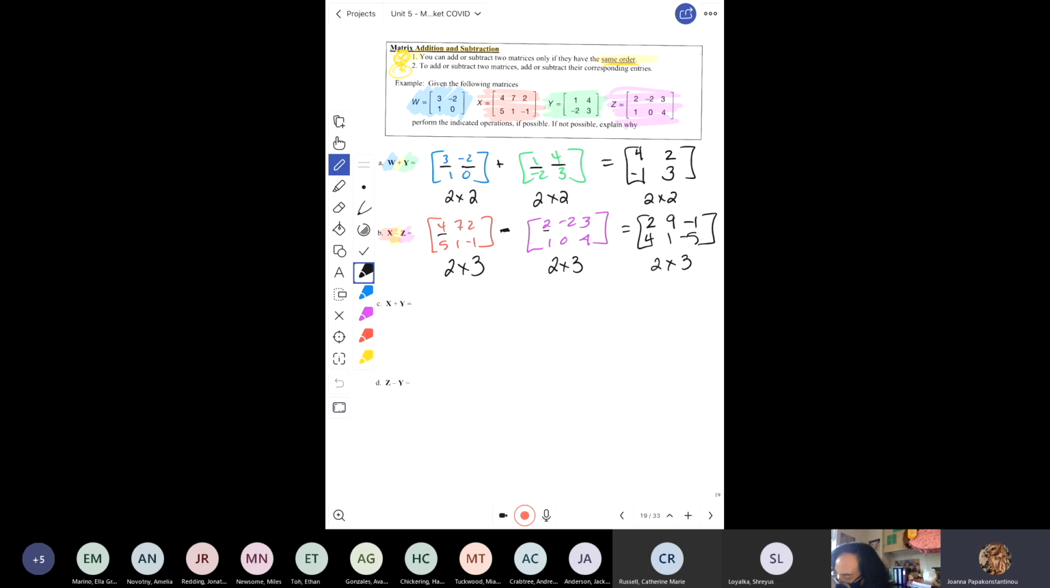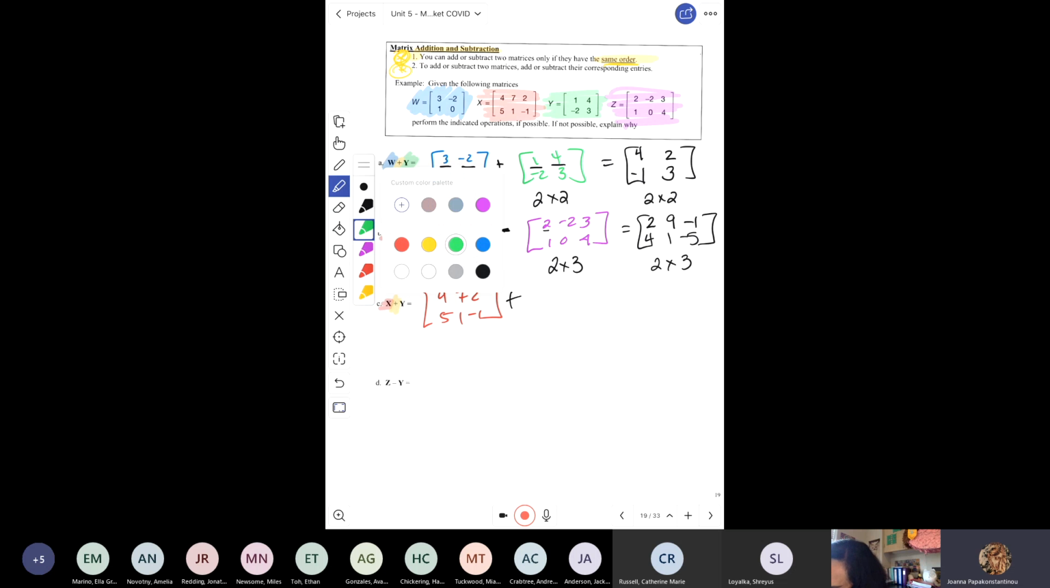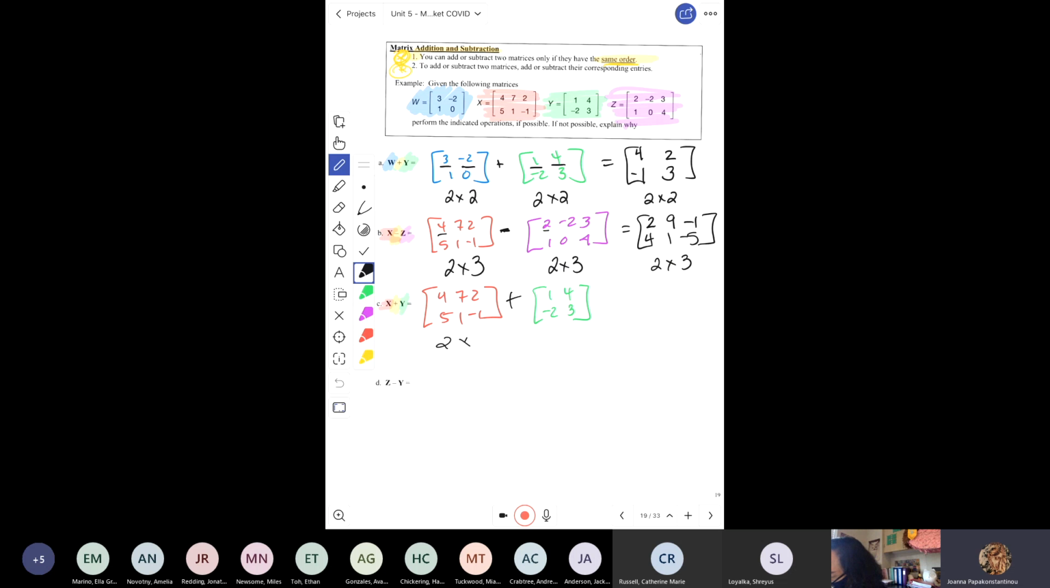It's saying take matrix X and add matrix Y. It's not possible. How come? Beautiful. So this is 2 by 3. This is 2 by 2. And you'd say cannot add or perform the addition, cannot add matrices because they are of different order.